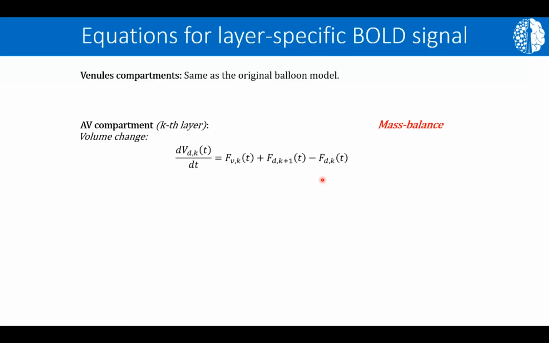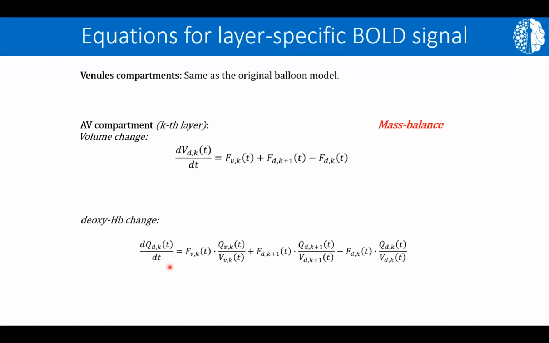So if we don't have a blood-brain barrier leakage, this equation cannot be wrong because it's just mass balance. The same we do with deoxygenated hemoglobin. It looks a little bit more complicated, but it's not. It's just the concentration of deoxygenated hemoglobin multiplied by flow, which is the amount of deoxygenated hemoglobin going in, coming from the layer below and flowing out to the layer above. So that's, again, just counting how much goes in, how much goes out. And that's described here: inflow from venules, inflow from lower layer, and outflow.